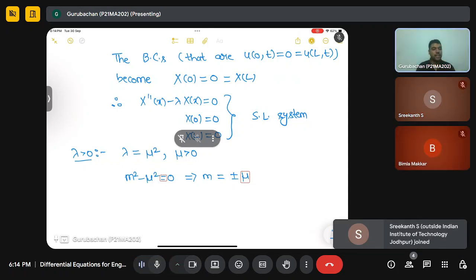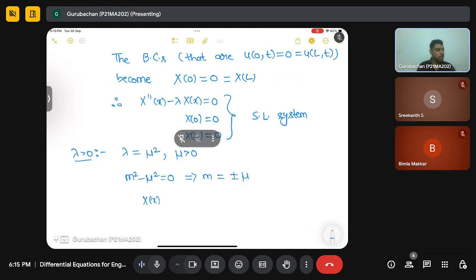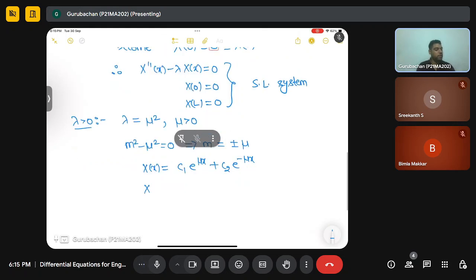So we get m to be plus minus mu, and from here X of x will be some c1 e to the power mu x plus some c2 e to the power minus mu x. Now we know that X of 0 is 0, so this will give us c1 plus c2 to be 0, while X of l equal to 0 will give us c1 e to the power mu l plus c2 e to the power minus mu l equal to 0.